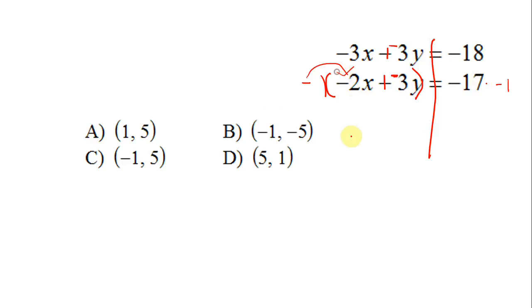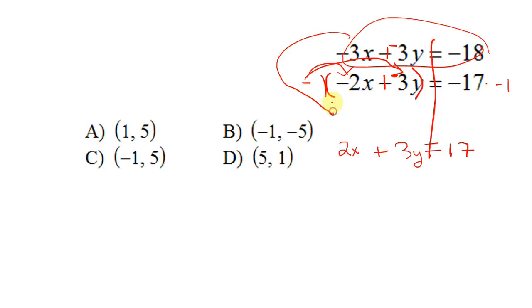This becomes +2x. This becomes +3y. This becomes +17. Then I'll just rewrite this equation, my top equation, just above that one so I can add them easily. And I'll have 3x plus -3y equals -18.